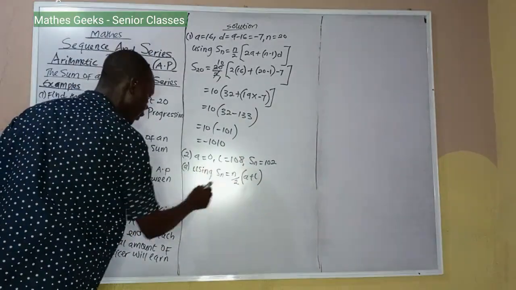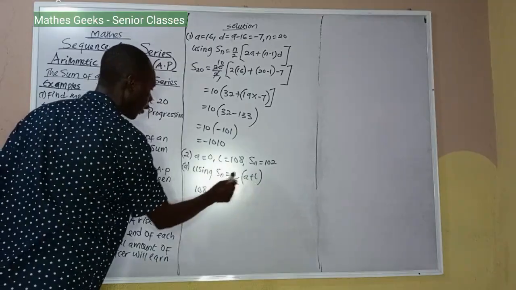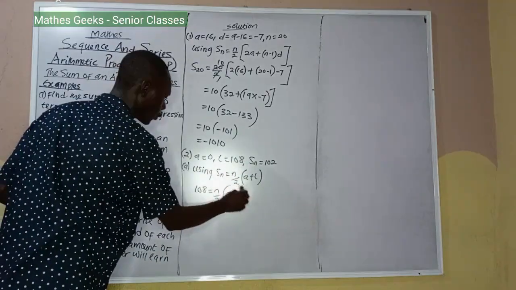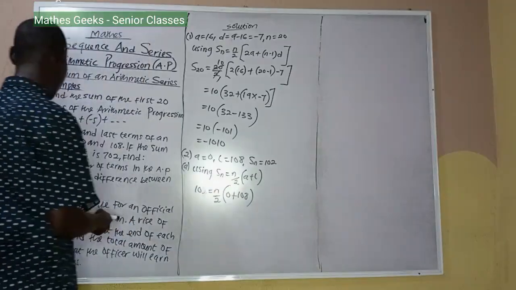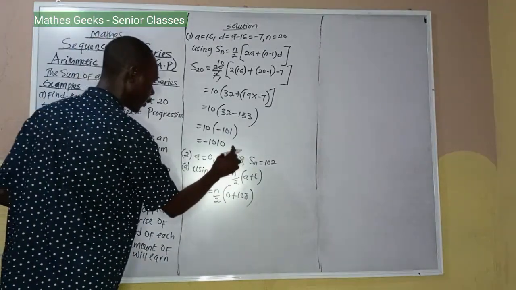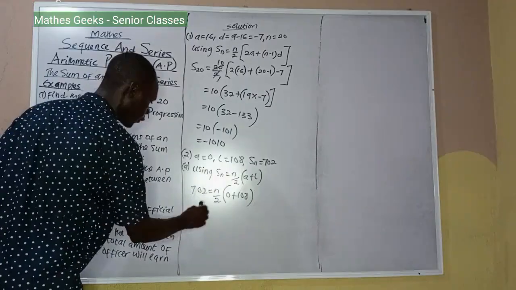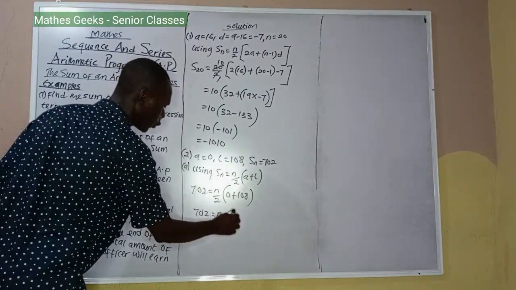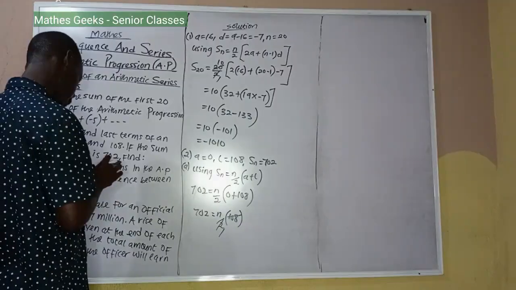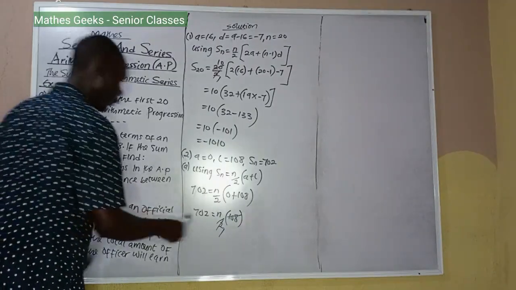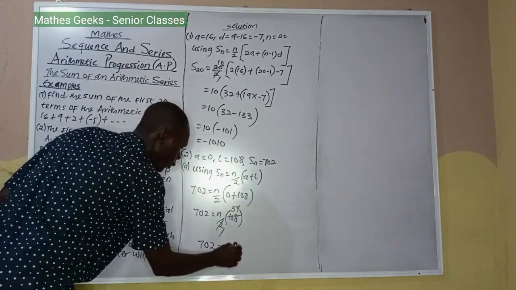So the sum is 702, which is equal to n, what we are looking for, over 2, times the first term 0 plus the last term 108. Sorry, the sum of the series is 702. So 0 plus 108 is 108. 702 equals n over 2 times 108. 2 here, 1, 2 here, 54. So 702 is equal to 54n.